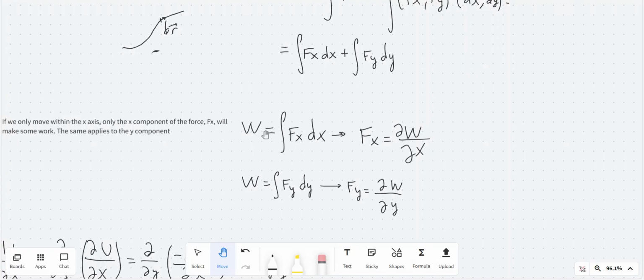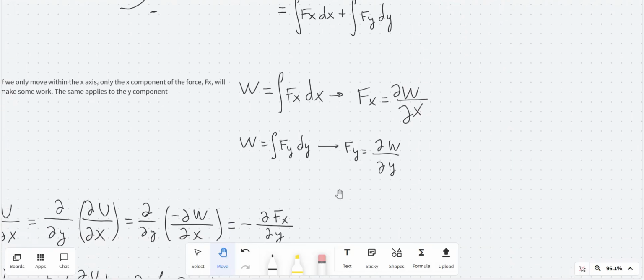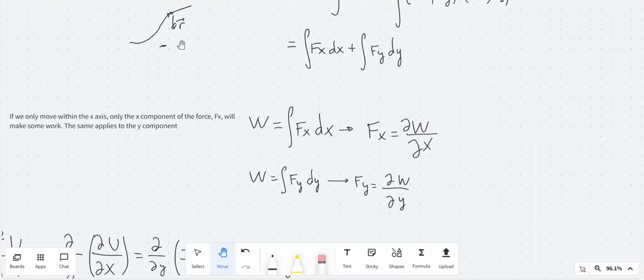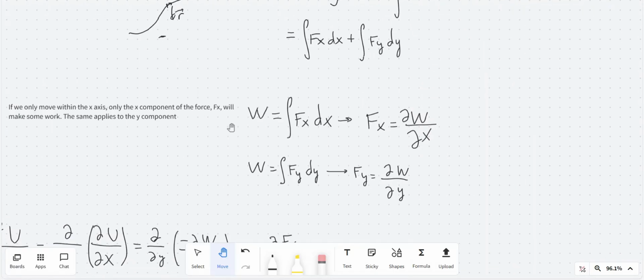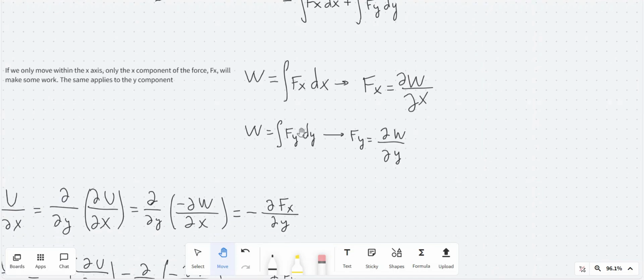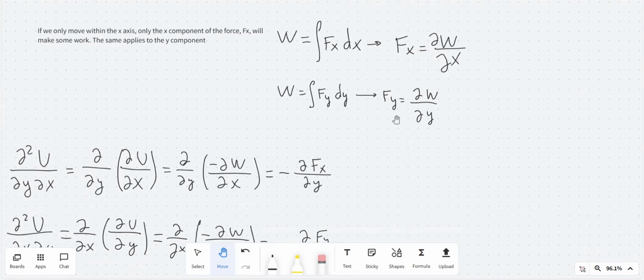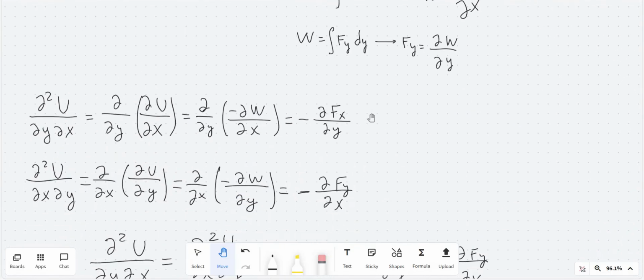So if that is the work that some generic force does within the x direction, the x component of that force is something like this, the partial of work with respect to x. The same applies when we move just a little amount within the y direction. By moving a little amount in the y direction, we can get the value of the y component of the force, something very similar to here.